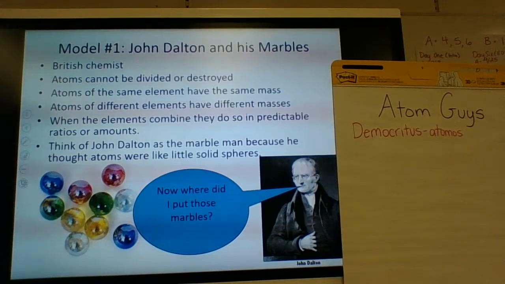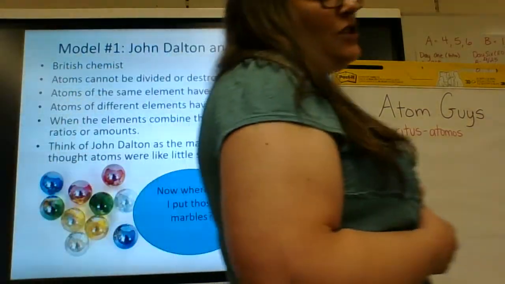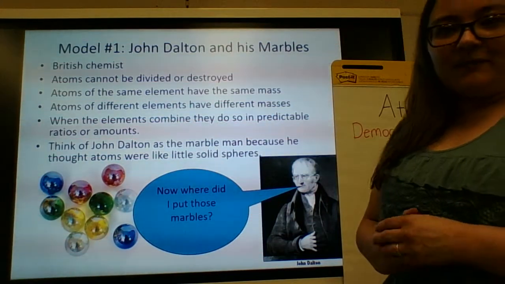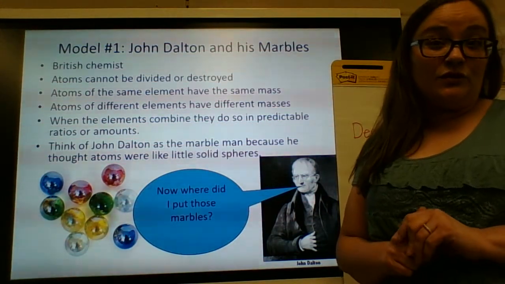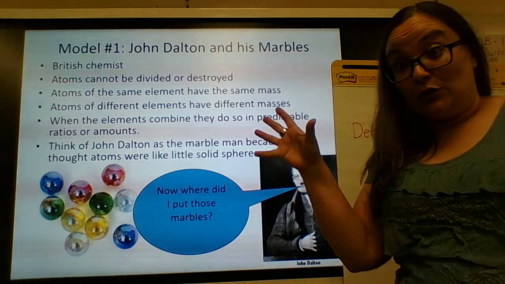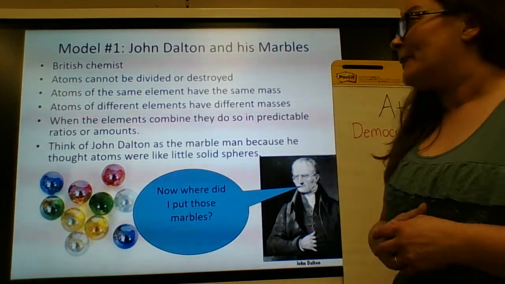So number 2 is John Dalton. John Dalton was a British chemist. He believed that atoms cannot be divided or destroyed. Now, do we know that to be true? Right, exactly. We figured out you can divide an atom. It's a big boom, but we can do it.